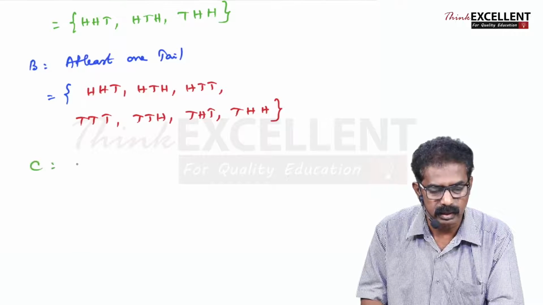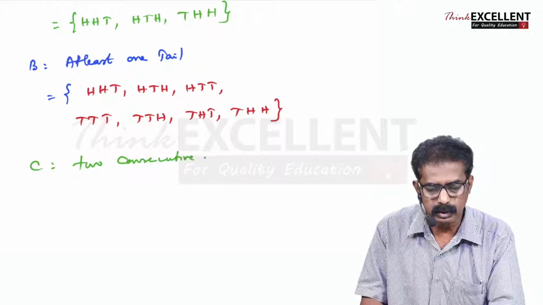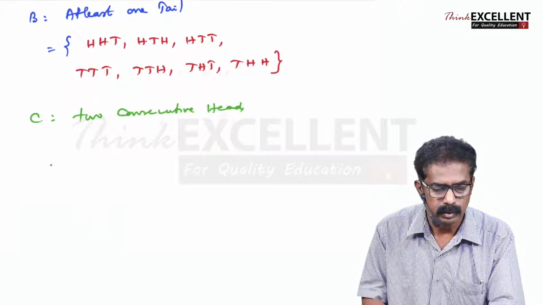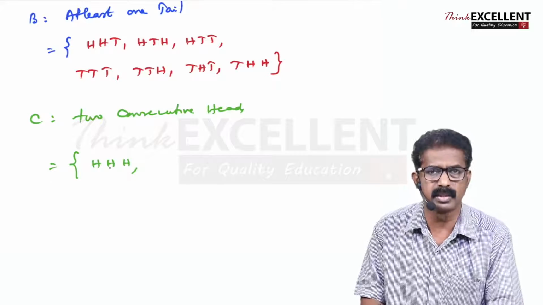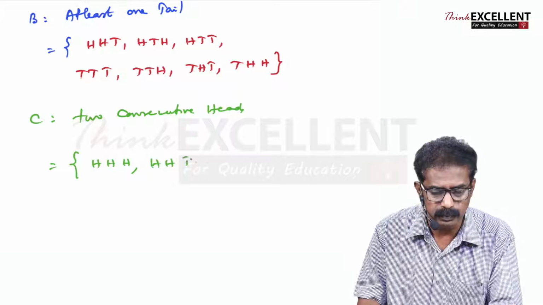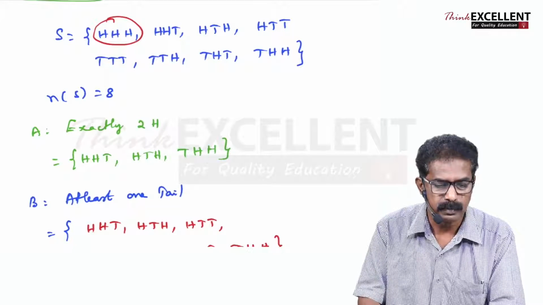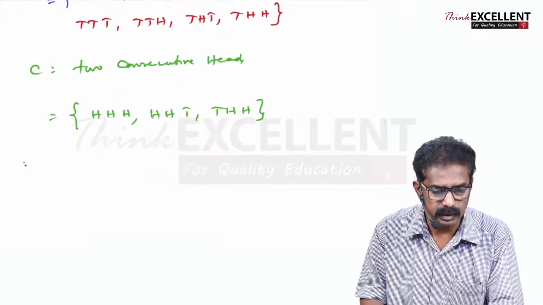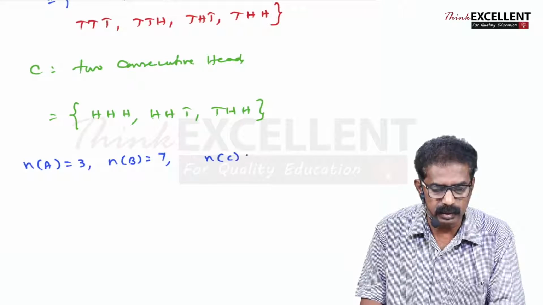C stands for 2 consecutive heads. 2 consecutive heads means even this you can take. Here also 2 consecutive heads are there, no? 3 are consecutive, okay, 2 consecutive also take. HHT, THH. So these are the 3 cases. So n of S is 8, n of A is 3, n of B is 7, n of C is equal to 3.